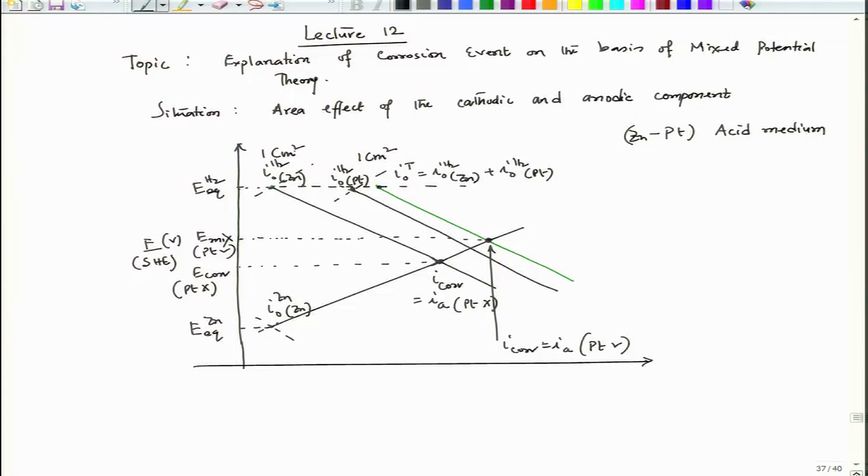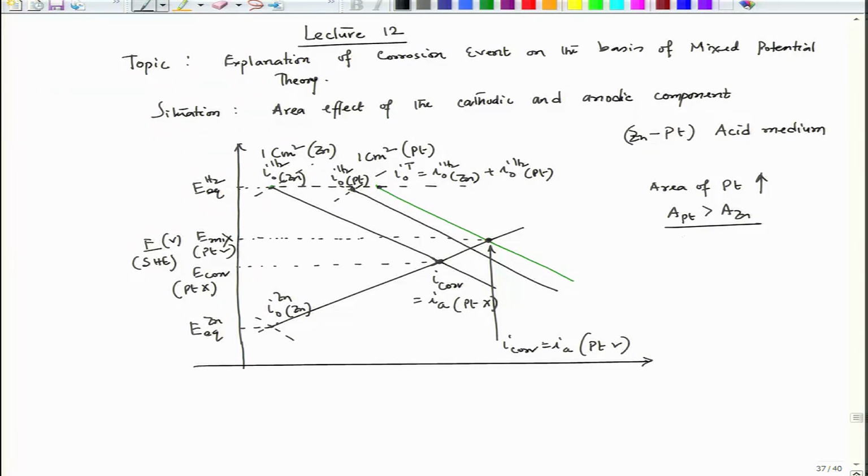That means the zinc, this is for zinc, this is for platinum. So, that means equal areas were galvanically connected. Now, if the area of the platinum increases in comparison to zinc, so that means A platinum is more than A zinc. So, then what would happen?